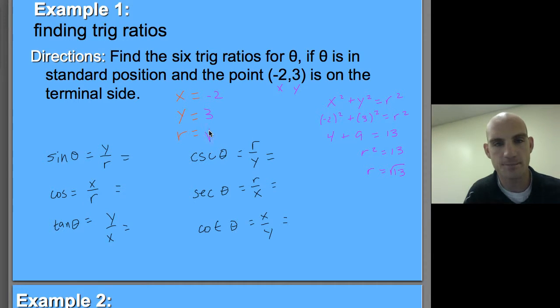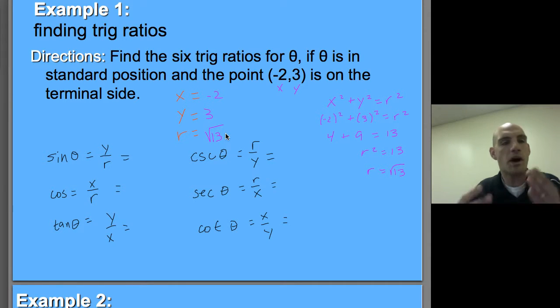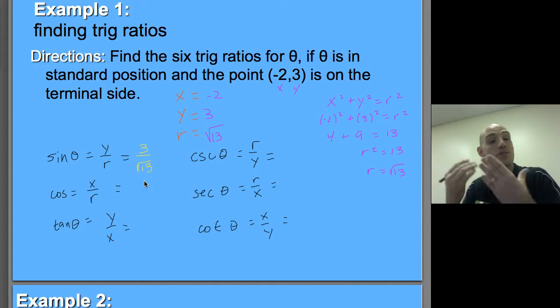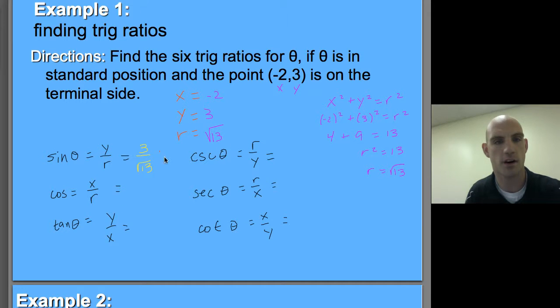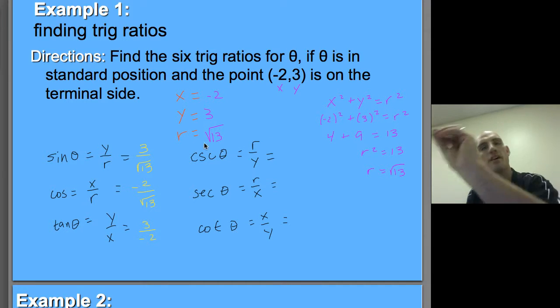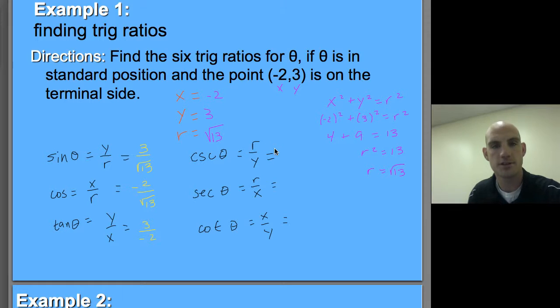So when I fill this in as square root of 13, watch how simple this becomes as a matching game. If sine is y over r, I'm going to have 3 over square root 13. This is the sine of theta. It's 3 over square root 13. Cosine is x over r, going to be -2 over square root of 13. And the tangent is y over x, so it's going to be 3 over -2. And then here's why I've paired them the way that I have. I can just flip it. So this is going to be square root of 13 over 3. This is going to be square root of 13 over negative 2. And this one's going to be negative 2 over 3.